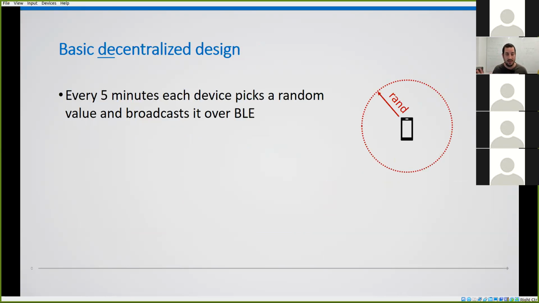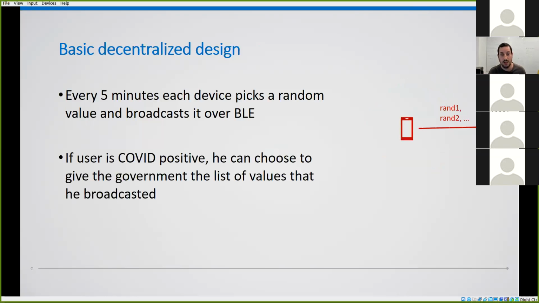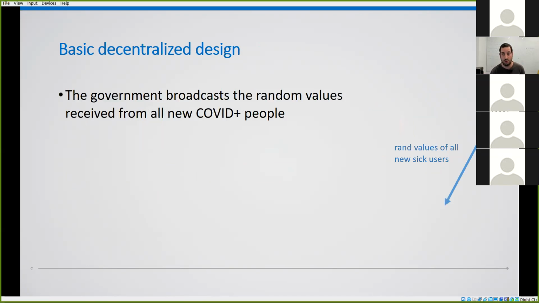So this is the basic decentralized design. For example, about every 5 minutes, each device is going to pick a completely random value and broadcast it over Bluetooth Low Energy. If a user is COVID-19 positive, you can choose, hopefully voluntarily, to give the government the list of values that was broadcast by his or her device. And then the government can broadcast these random values to all the users of the system.